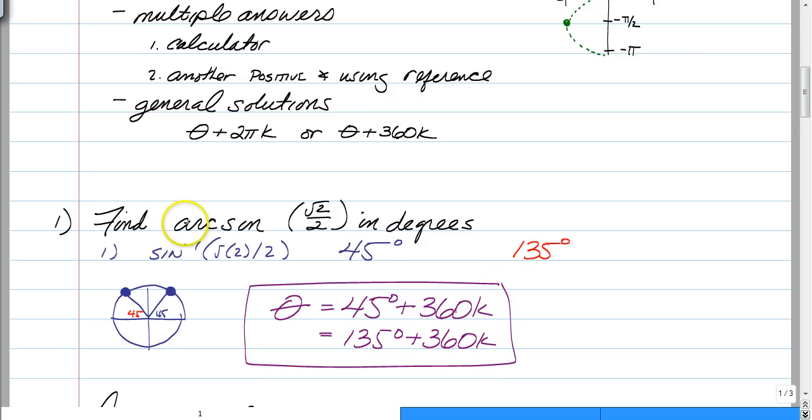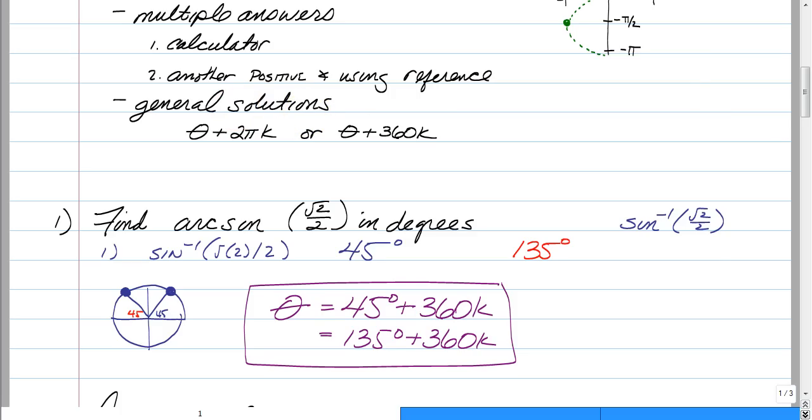When you have a lowercase arc sine, or even if it's written as lowercase sine to the negative 1 of the square root of 2 over 2, that means you are listing your general solutions. So there's going to be an infinite number of solutions.